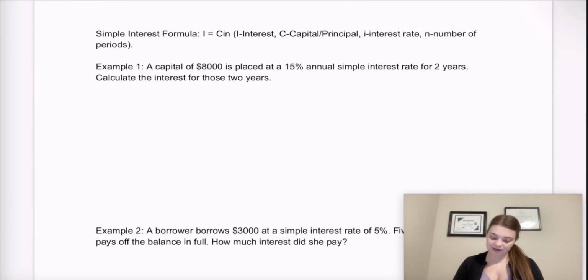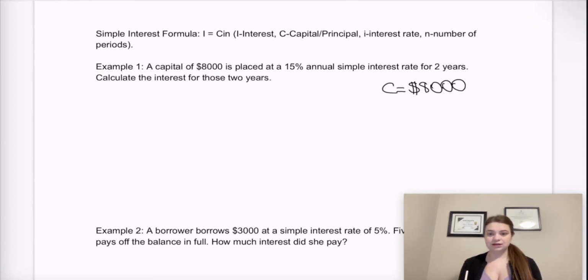A capital of $8,000 is placed at a 15% annual simple interest rate for 2 years. Calculate the interest for those 2 years. All right, so in this case, the capital is $8,000, so that means that the borrower borrowed $8,000. The interest rate was 15%, and that was annually.